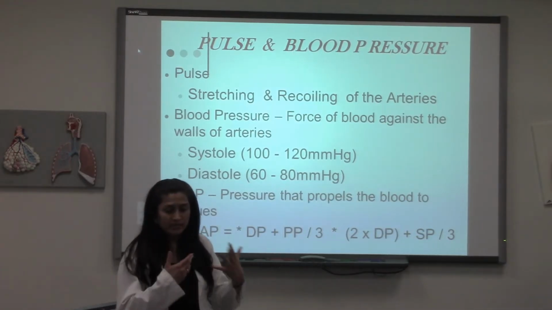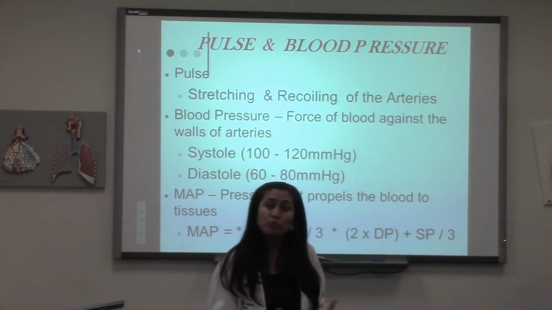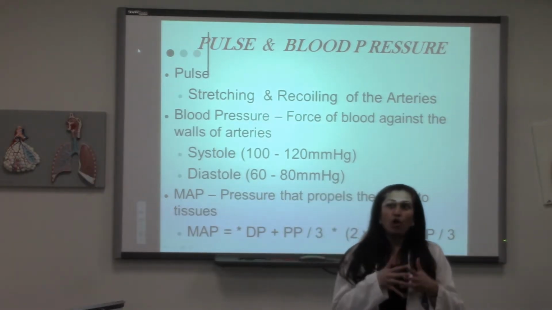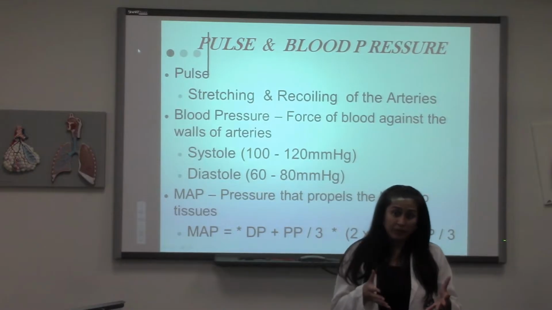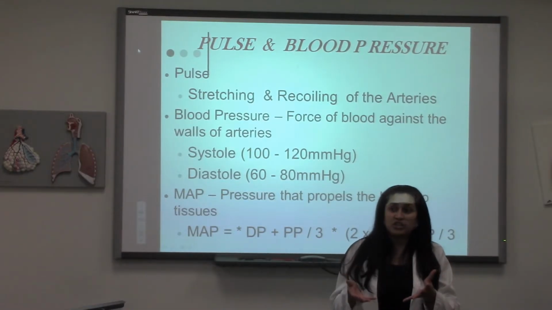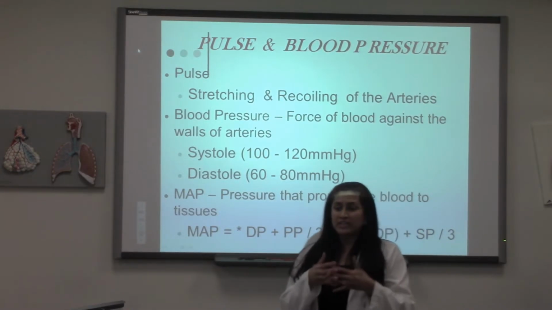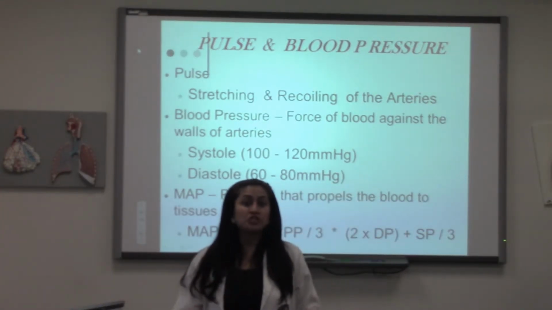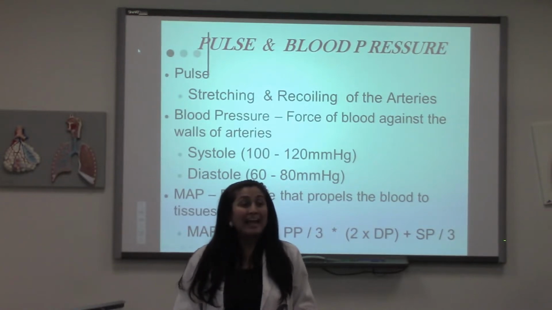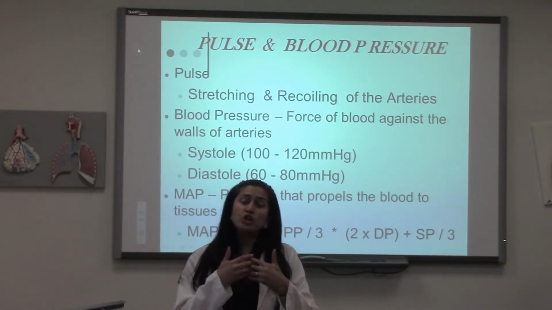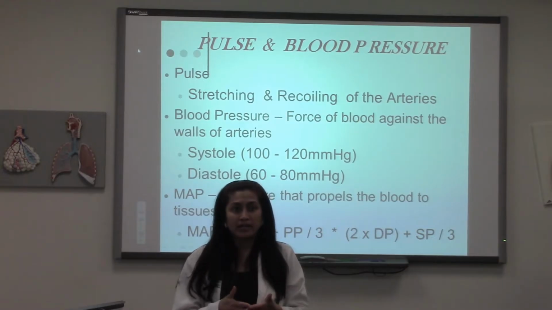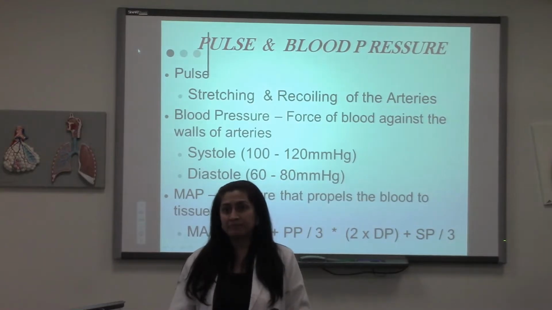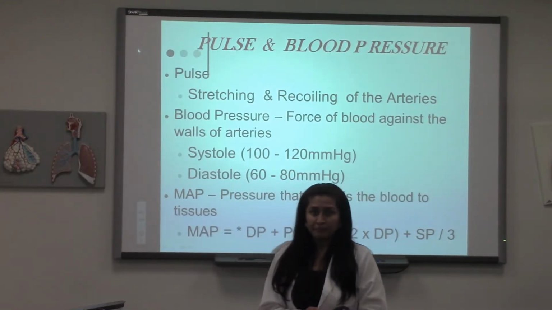Now, when I say systole in blood pressure terms, what does that mean? It tells you when your heart is contracting and ejecting blood, because systole means contracting and ejection, correct? So when your heart is contracting and ejecting blood, what is the pressure in your peripheral arterial system? That's what it tells you. Diastole tells you, when your heart is relaxed and filling with blood, what is the pressure in your peripheral arterial system? Any questions so far?